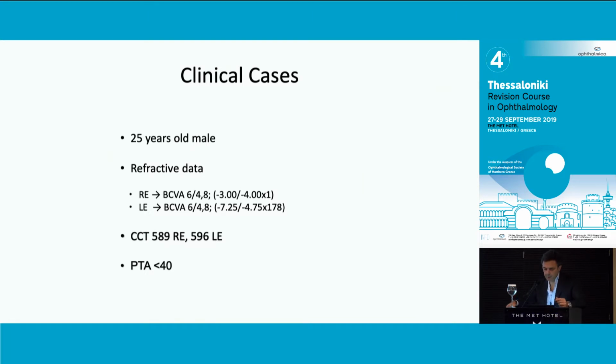Now, this is a 25-year-old man with great best corrected visual acuity, but very high compound myopic astigmatism, and also anisometropia. You can see that one eye, the left eye, is much more myopic than the other. So, although the PTA is good in both eyes, the patient is young.